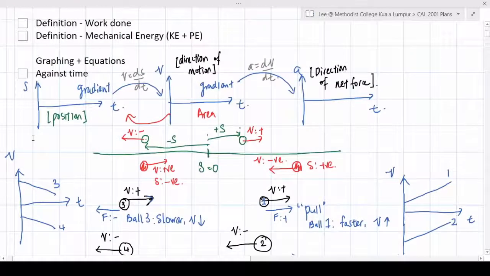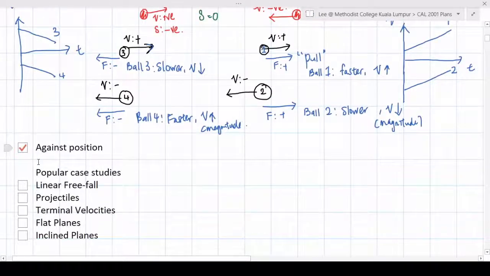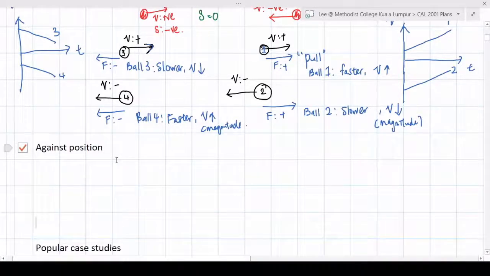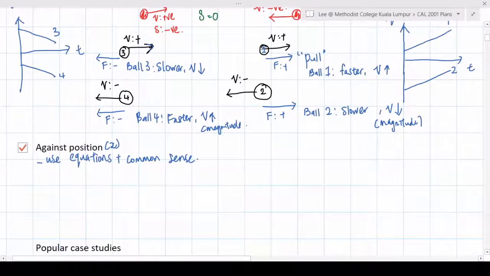Okay, now sometimes, especially in the objective, they will have a graph against position. So for this kind of thing, I would generally advise you to use equations. I will do an example for you later, but you really need to try more questions. Use some equations and common sense. You've got one. Your teacher just never taught you how to use it last time.